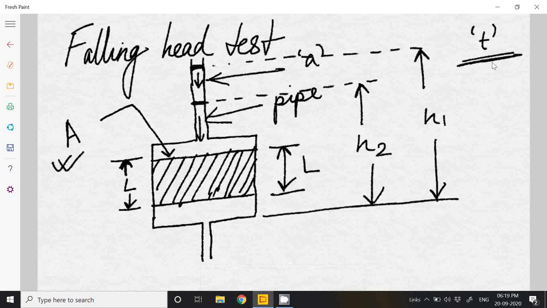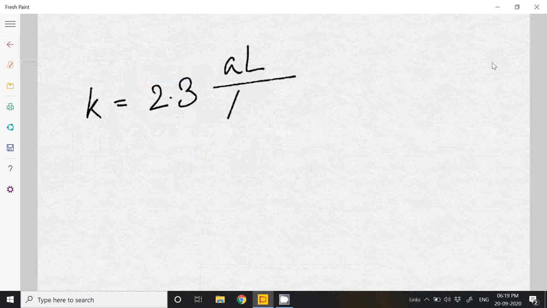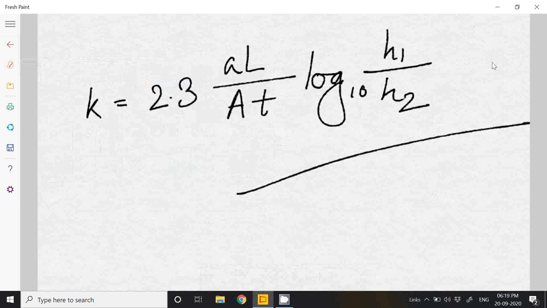The remaining things are the area of the soil sample, the area of the pipe, and the length of the soil sample, which we already know. So what will be the equation? The equation for permeability for the falling head test is this one. I hope you have understood this experiment. It is very simple.